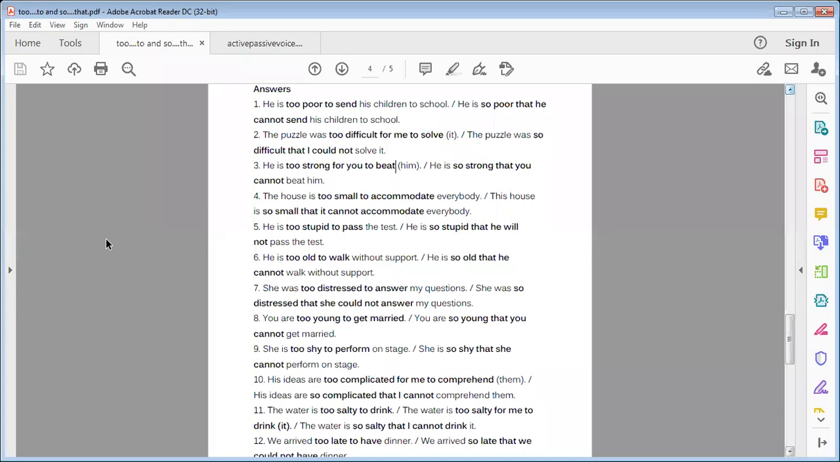No, Omkar, to get beaten by you, you are converting it to passive voice. No, that is not the way. To be beaten by you is wrong. That is passive voice. No, Bharat. Then you will be changing the meaning. The house is too small to accommodate everybody. That is the correct way.